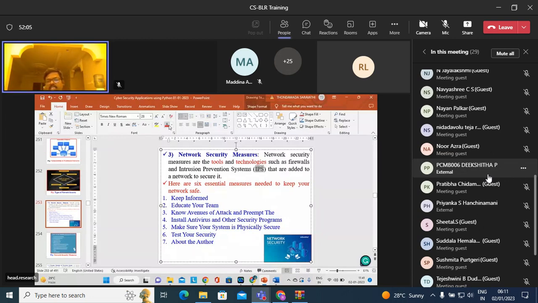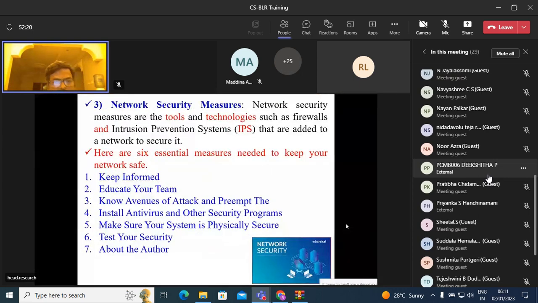Here are the six essential measures needed to keep your network safe, meaning tools and technologies such as firewalls and IPS systems. The first one is keep informed. We need to know what type of measure we are using, what type of tool and technology, what type of firewall, and what type of IPS we are using. That is called keep informed.